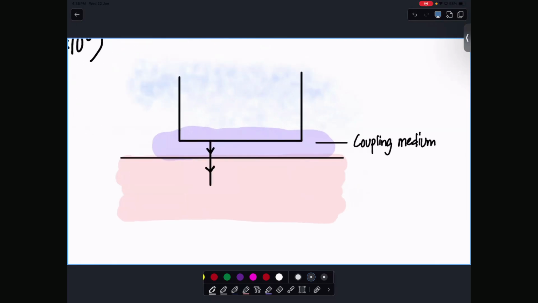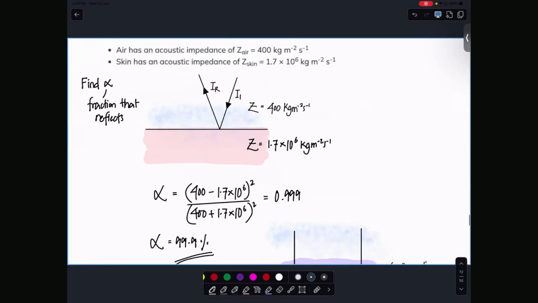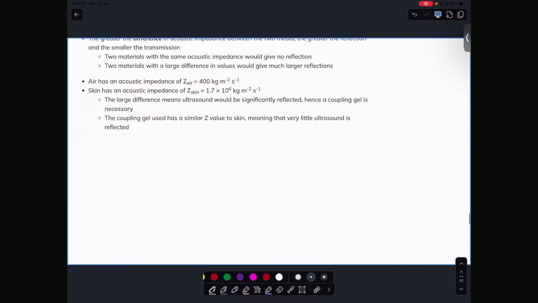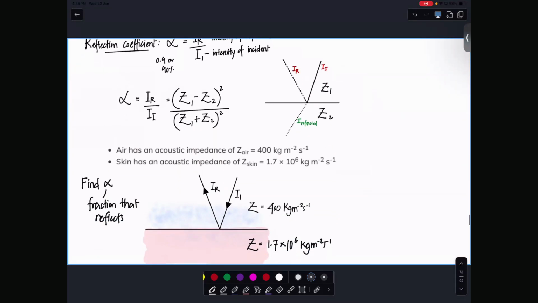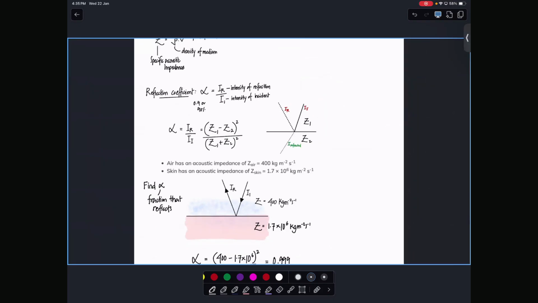It is to ensure that no wave is reflected from the air to the skin boundary. So you're basically bridging the gap.